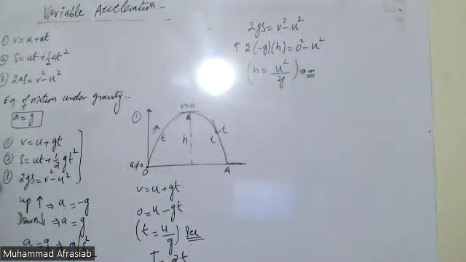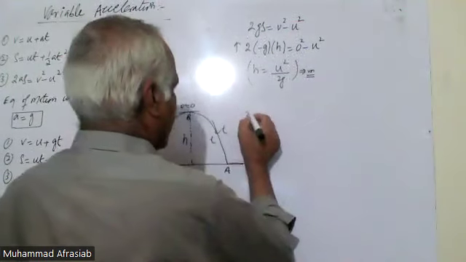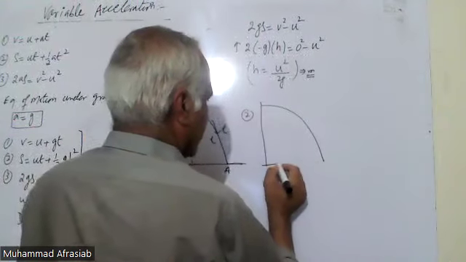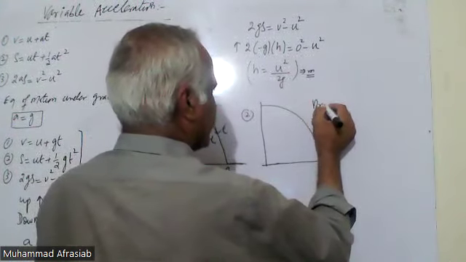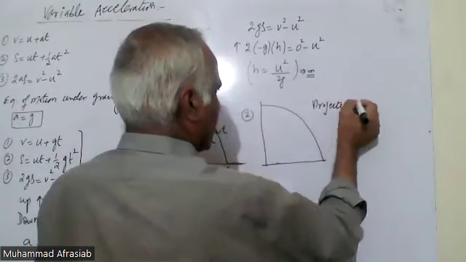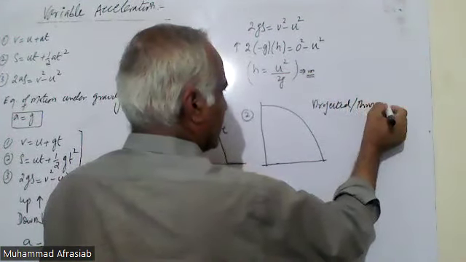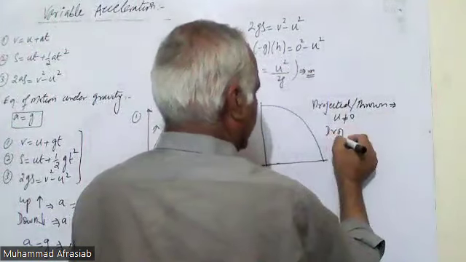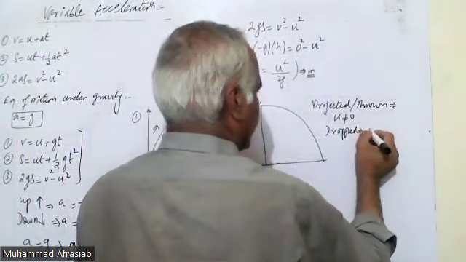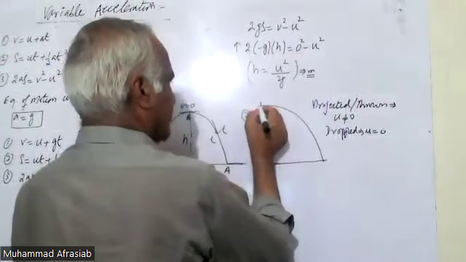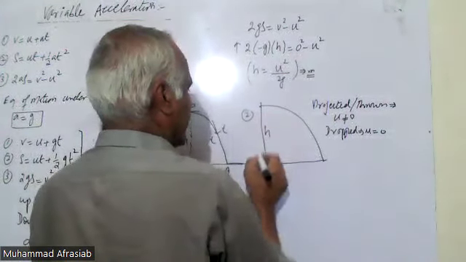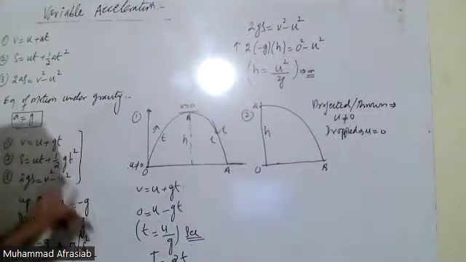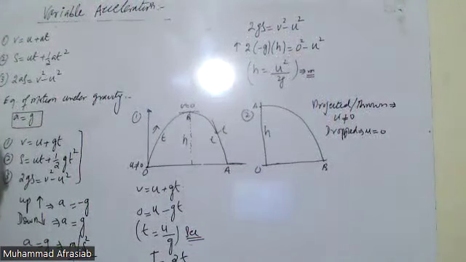Now we can have the second case. If a particle is either projected or thrown, this means the initial velocity is not equal to 0. And if they use the word dropped, then it means u is equal to 0. This is the height h obtained by that particle. The same equations of motion will be used for this part.